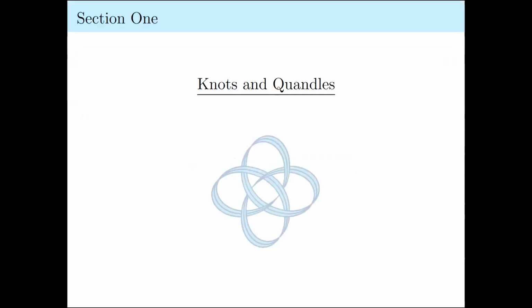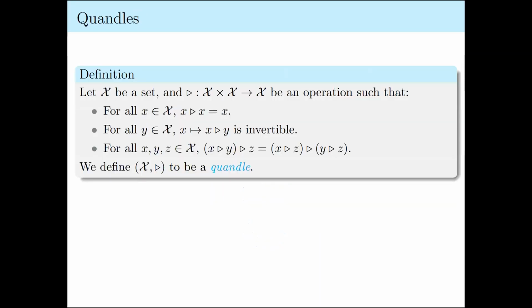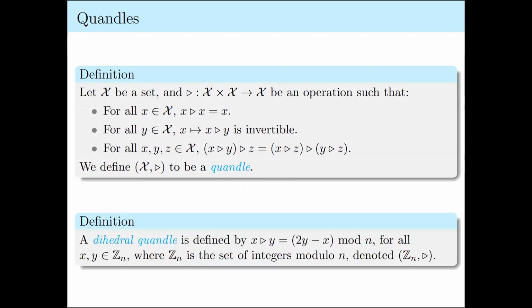So let's get started with some background information and work towards a few results. For our first definition, if we let X be a set and triangle an operation that satisfies these three axioms, we can define the set and its operation as a quandle. The first axiom resembles an identity, the second invertibility, and the third right distributivity.